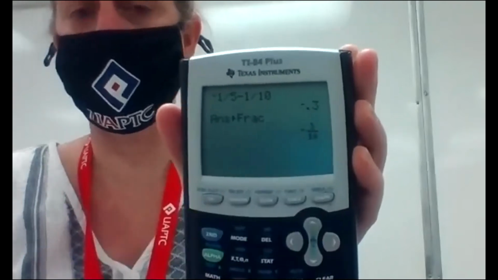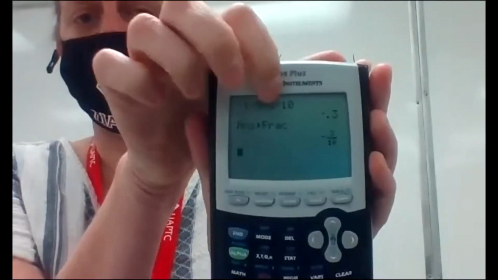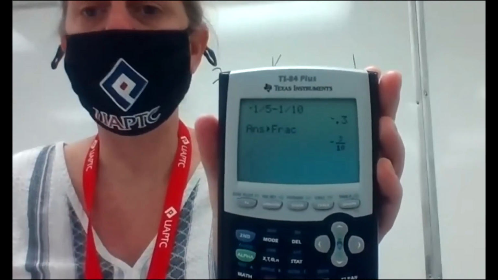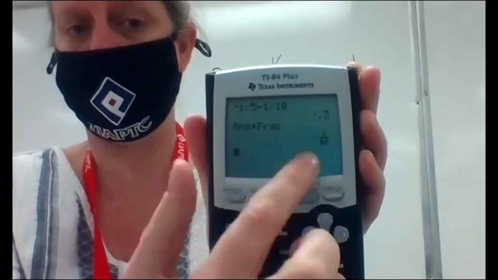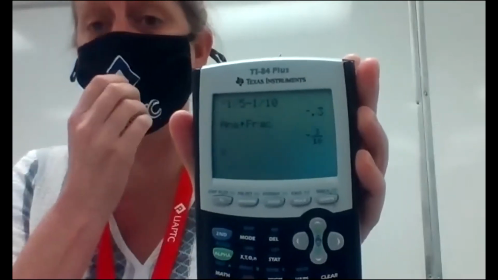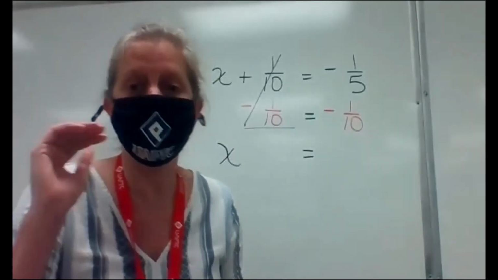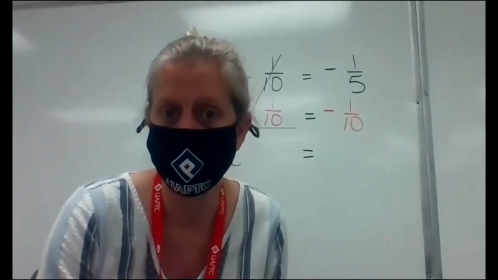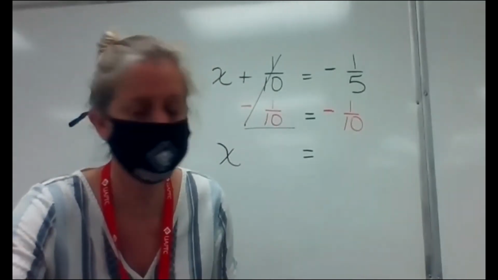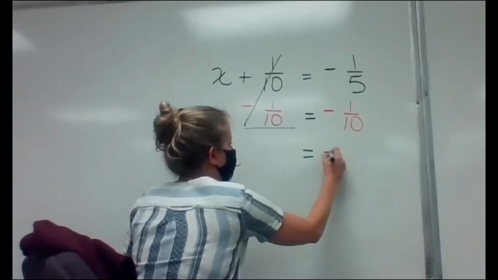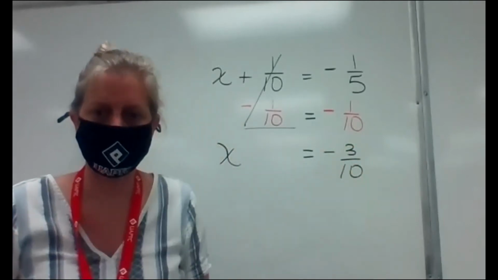Negative 3/10. Okay, so not only does it add and subtract fractions, it also will turn your decimal answer into its fraction equivalent. Not only its fraction equivalent, but its fraction equivalent in lowest reduced terms. It reduces the answer for you. So negative 3/10 would be the answer that you put in.